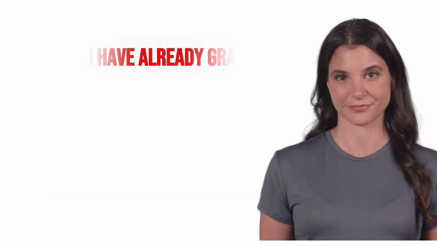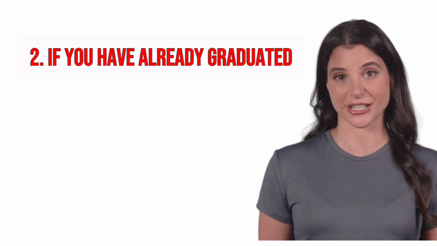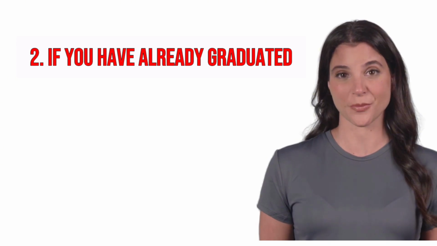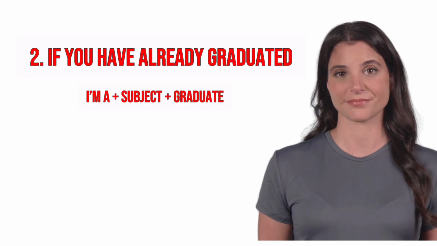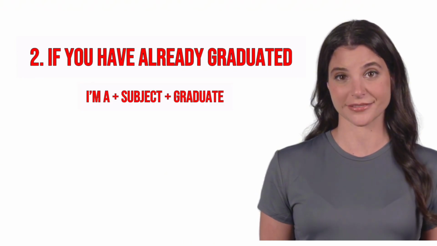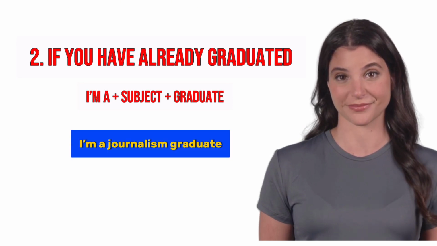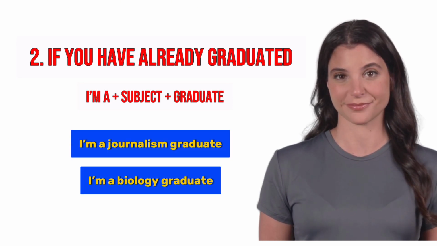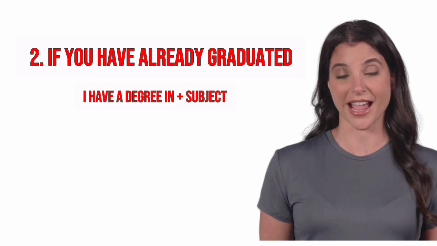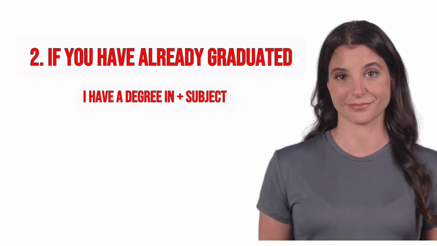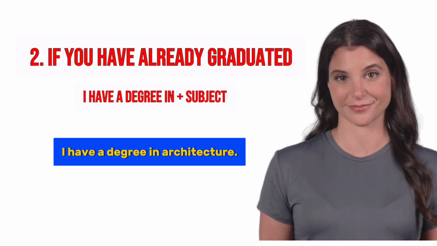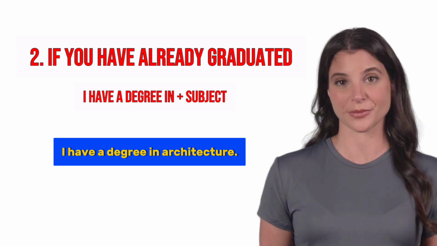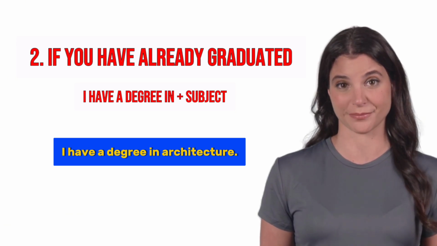Number 2. If you have already finished your studies, there are different ways to say what you studied in the past. You can say, I'm a plus subject plus graduate. I'm a journalism graduate. I'm a biology graduate. Or, I have a degree in subject. I have a degree in economics. I have a degree in architecture. All of these forms are used to describe your education history.